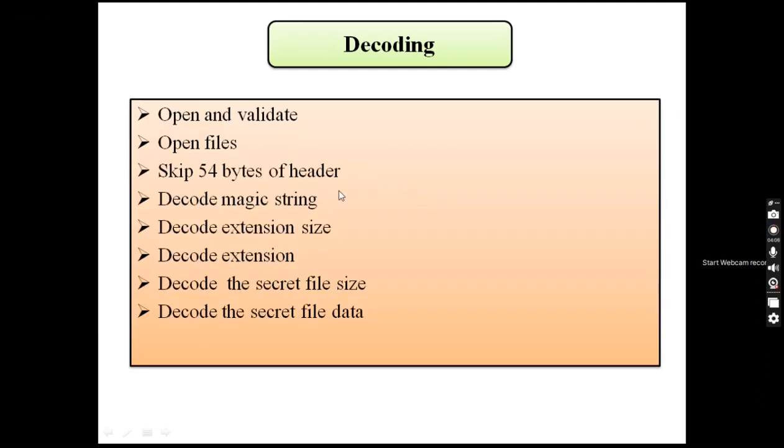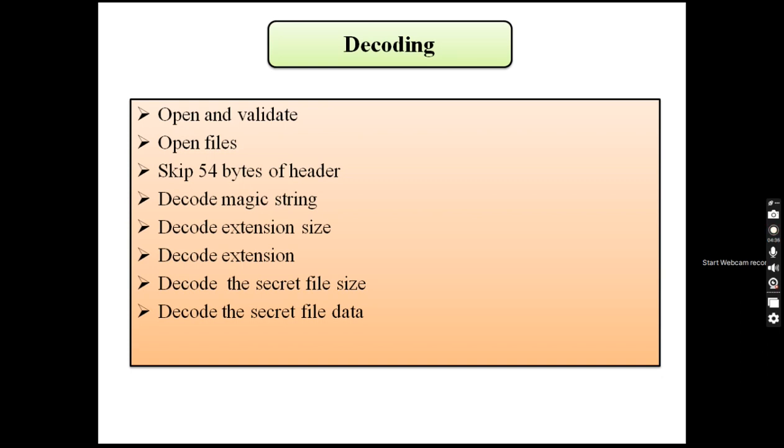Then next is decoding. If the user has entered -d, then we have to perform the decoding operation. We have to open and validate, that is, check whether the user has passed the -d option. Then we have to open the files; here we have to open only the stego image. Then we have to skip 54 bytes of header. Then we have to decode the magic string, that is #*, then decode the extension size, that is 4 in our case, then decode the extension, that is .txt.